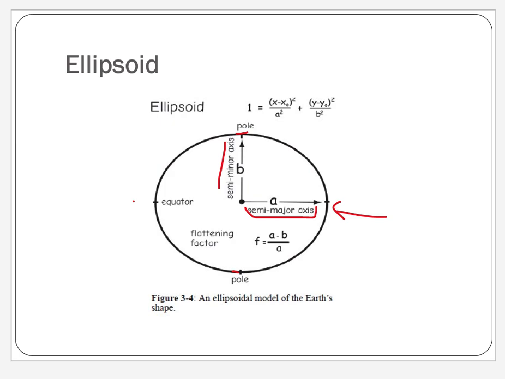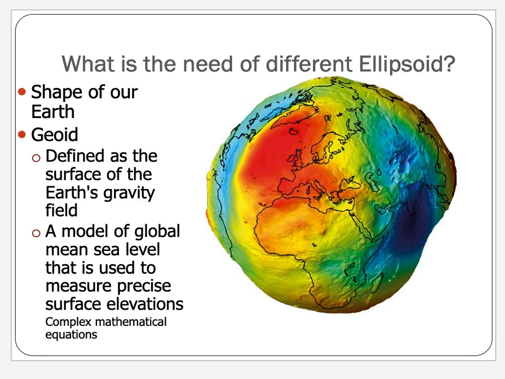And we're going to learn that we need to find an ellipsoid that fits the surface of the Earth, which is our geoid. So there are many different types of ellipsoids because it needs to match the surface of the geoid. So the geoid is defined as the surface of the Earth's gravity field. So it's a model of global mean sea level that is used to measure precise surface elevations.